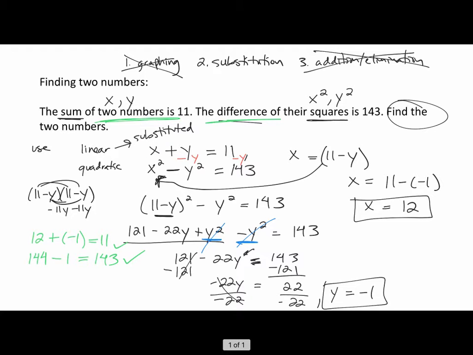So my conclusion then is the numbers are 12 and negative 1. That's my conclusion here.